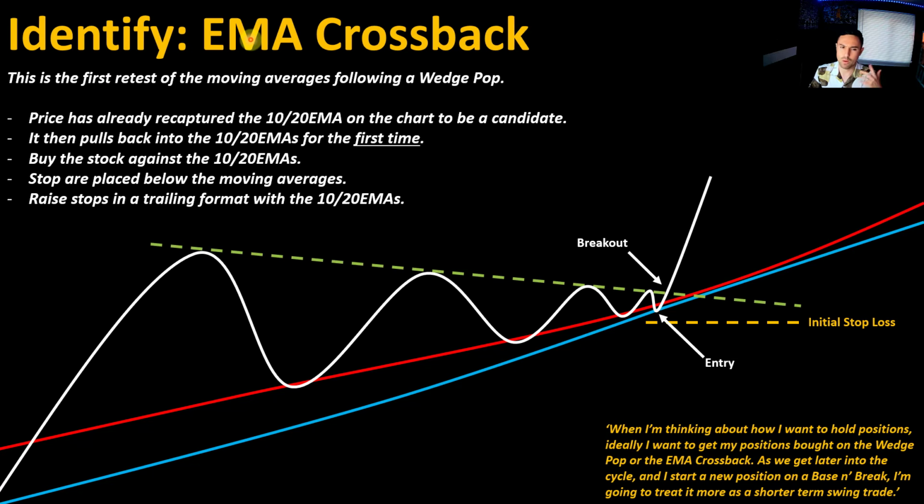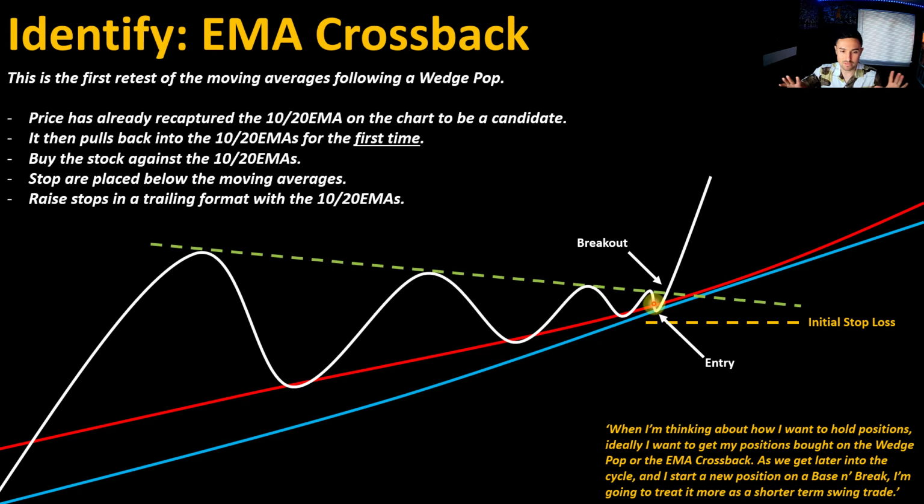So the EMA crossback. What on earth is an EMA crossback? So what part would this be down here? This would be the wedge pop, and then we're looking at the EMA crossback. This is the first retest of the moving averages following a wedge pop. So price has been extended to the downside. That's the reversal extension. The wedge pop is back through the 10 and the 20 EMA, and then the EMA crossback is the first pullback into the key moving averages. So price has already recaptured the 10 and 21 EMA on the chart, being the wedge pop to be a candidate, it then pulls back into the 10 and 21 EMAs for the first time. Buy the stock as it's pulling in, buy the stock against the 10 and 21 EMAs.